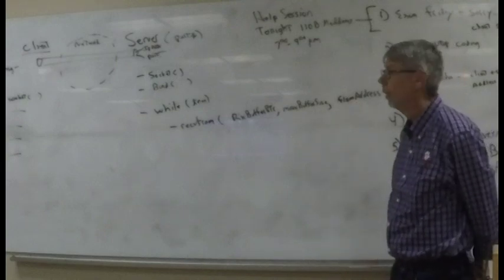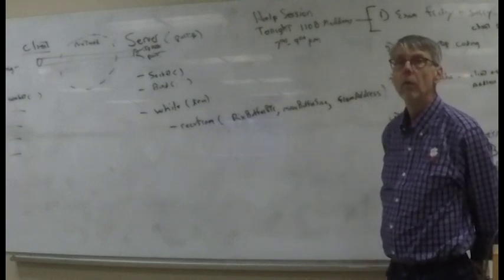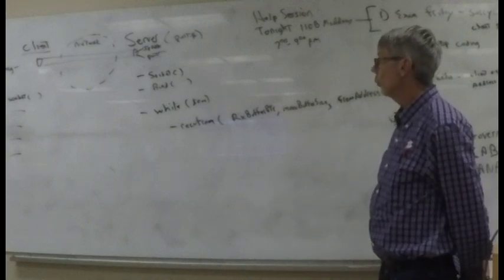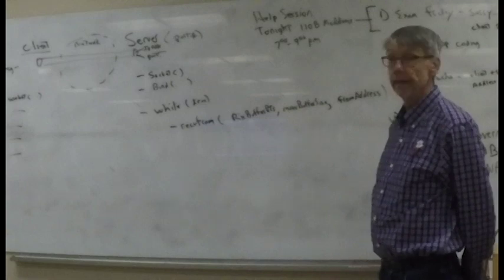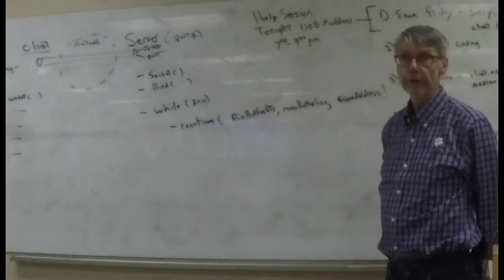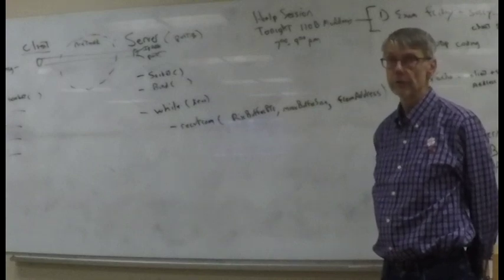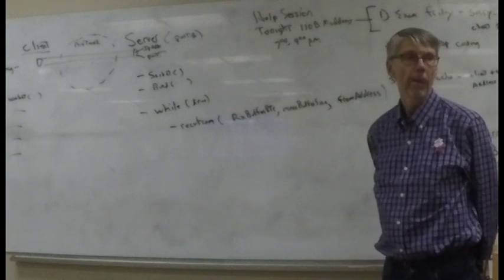Sure. The first one's a pretty basic question. So bind returns a number, right? Bind returns just a normal Unix return code. So it's either negative one on error, or a zero for success. Okay. And so then you can go ahead with that.